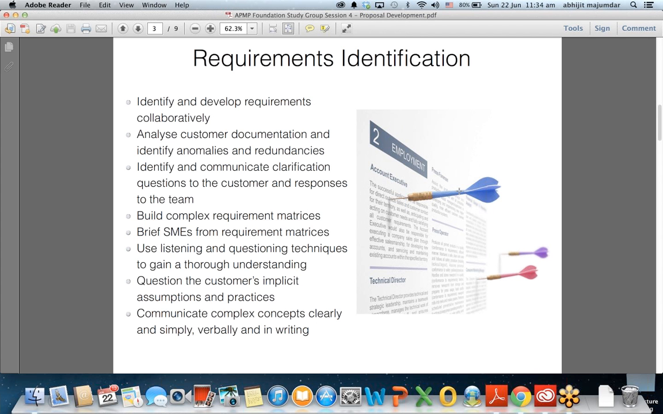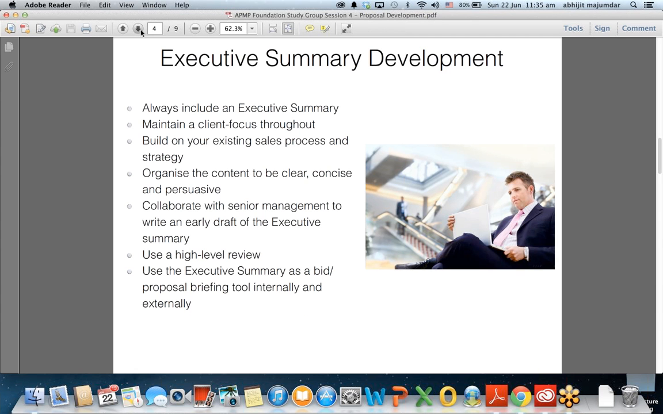So requirements identification basically helps you understand the specific customer's requirements, and group them by their priorities, their importance to the customer's expectations, and the customer's evaluation criteria. Based on this set of requirements, you move ahead to build your proposal in your proposal development life cycle. So that's all about requirements identification. Let's move to the next slide, the executive summary development.